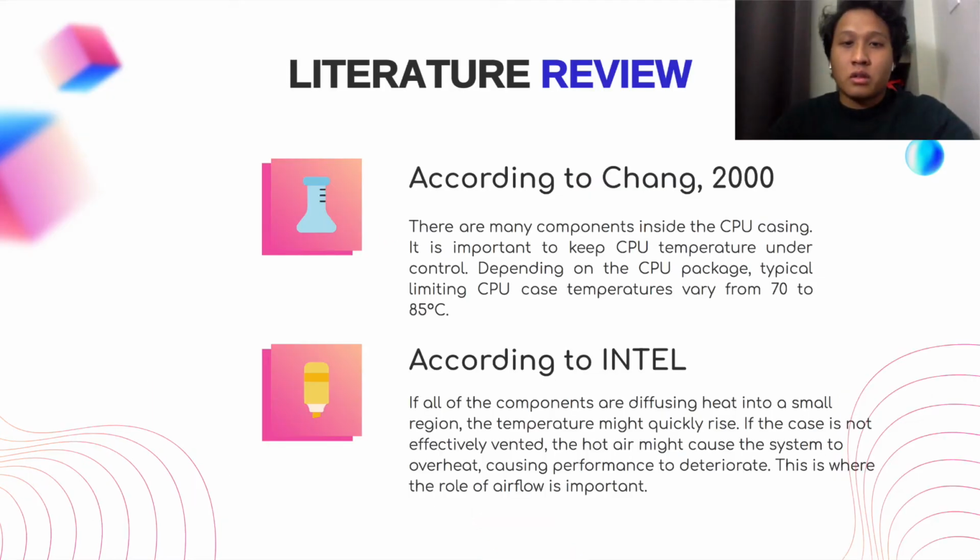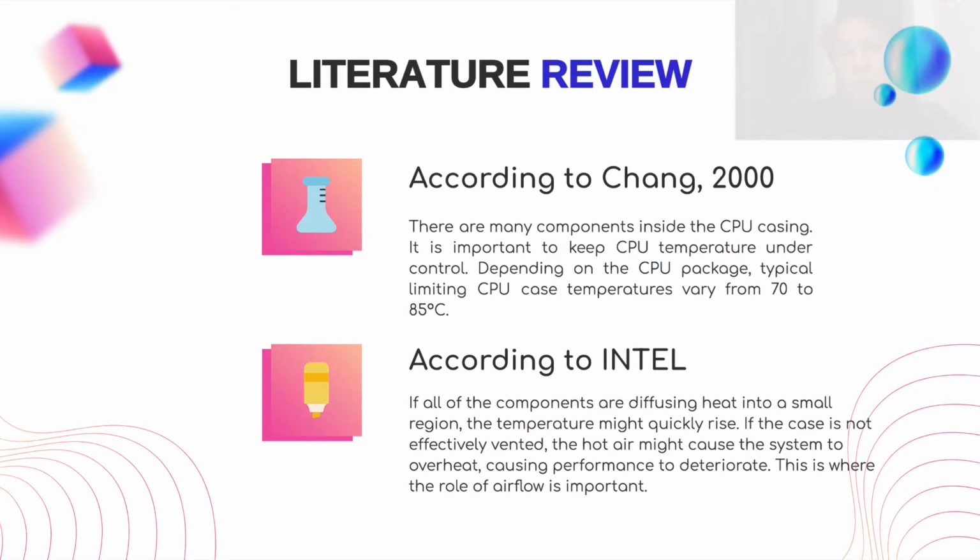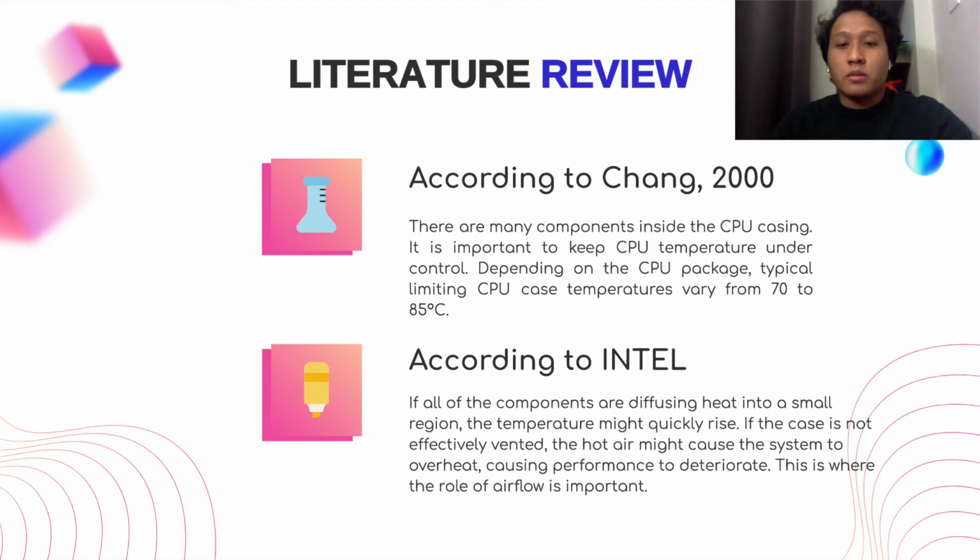For our literature review, according to Chang in 2000, there are many components inside the CPU casing, and it is very important for the users to keep the CPU temperature under control. According to Intel, if all the components are diffusing heat into a small region, the temperature might quickly rise. If the case is not effectively vented, the hot air might cause the system to overheat and it will cause a problem to the system.